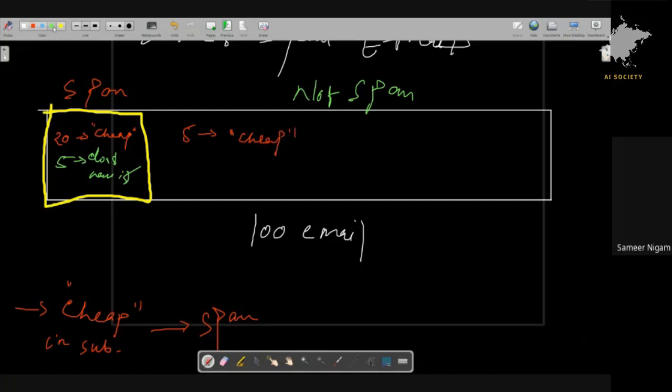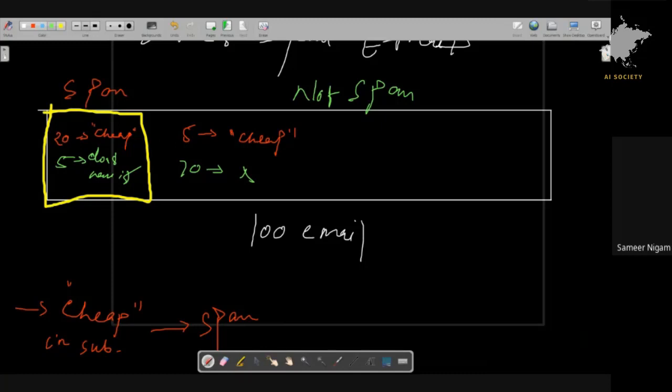Are containing the word cheap, and 70 of them are not containing it. So that is how the data set is. You have two classes, spam and not spam. Out of spam, 20 of them are containing the word cheap, and 5 of them are not having it. 5 of them are containing the word cheap, and 70 of them are not having the word cheap here.